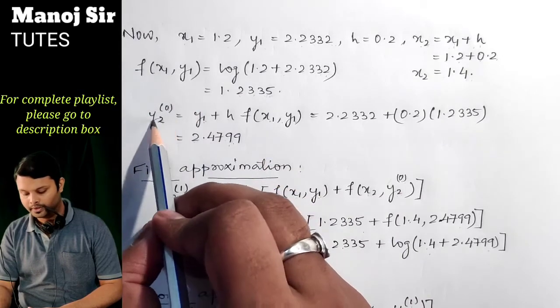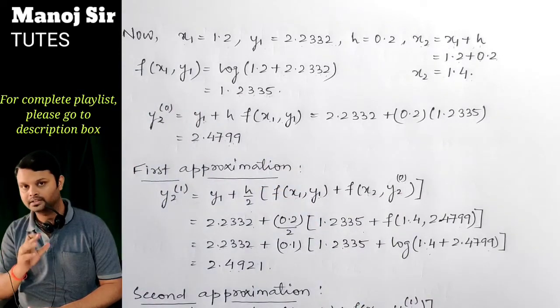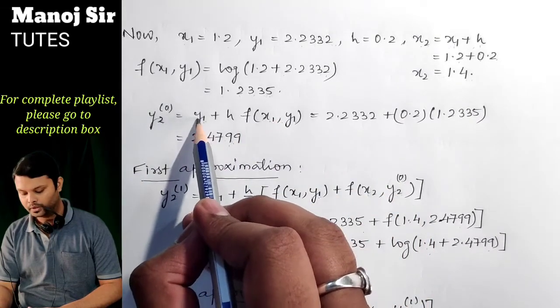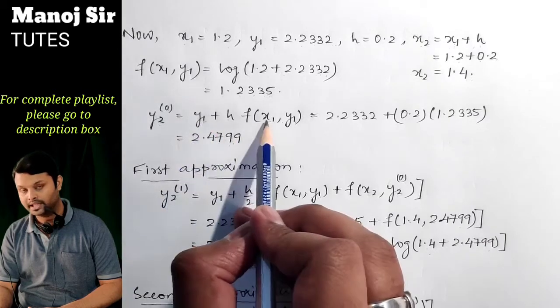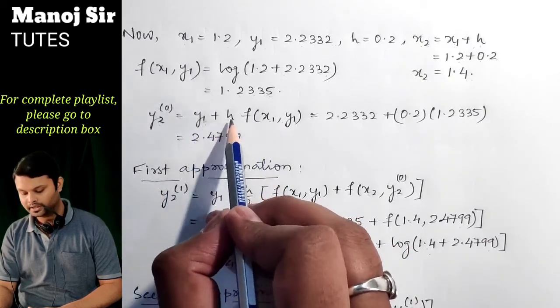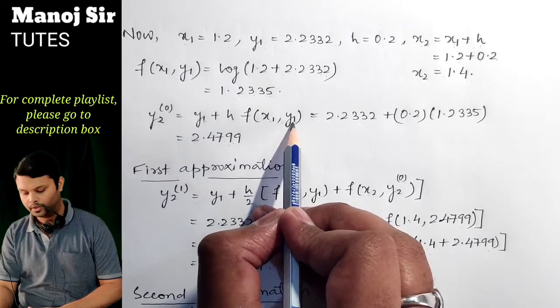So y2 0. y2 0 means y2 at the initial approximation, that is, by using Euler's method formula, equals y1 plus h into f of x1 comma y1. Here we are finding y2, so we will use 1 as the subscript.